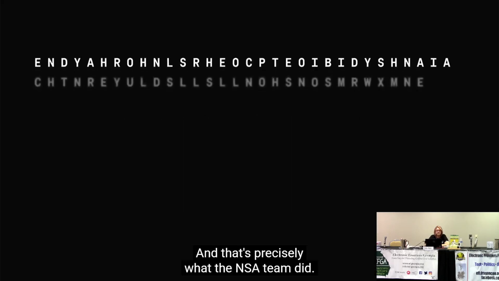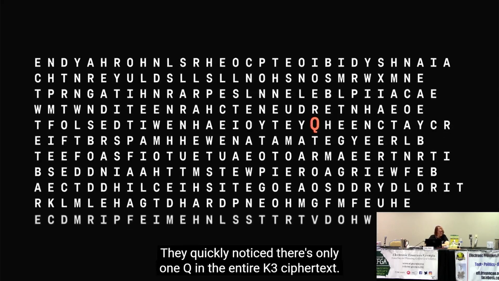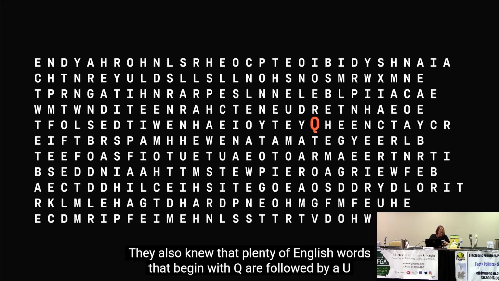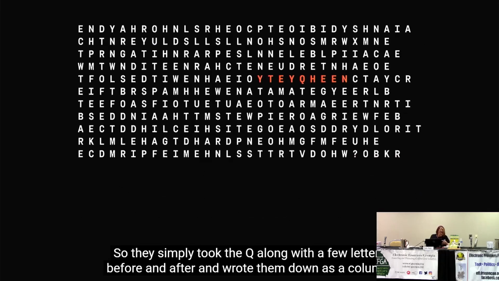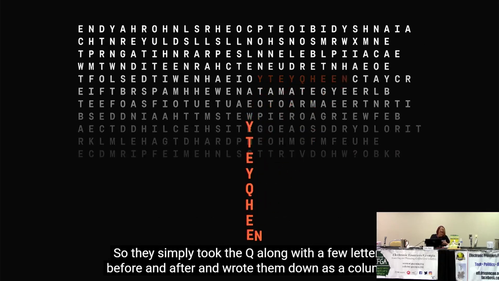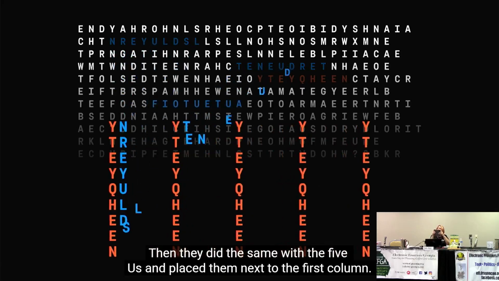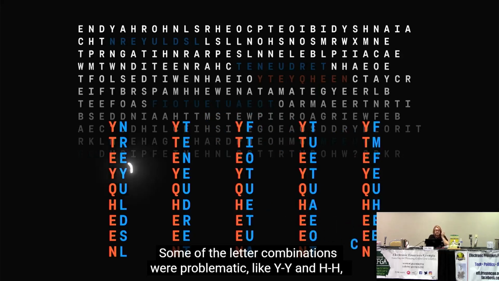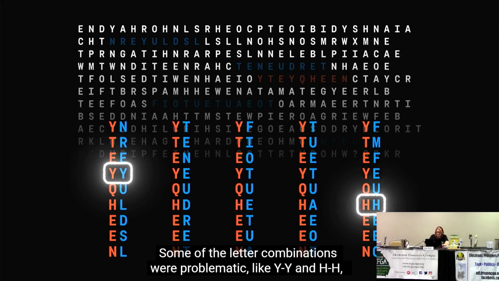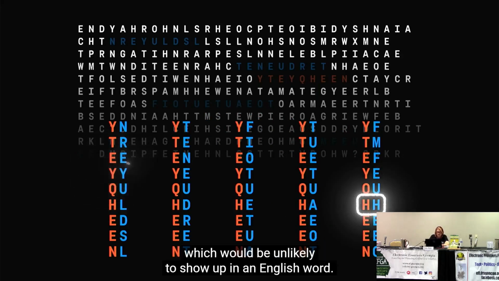And that's precisely what the NSA team did. They quickly noticed there's only one Q in the entire K3 ciphertext. They also knew that plenty of English words that begin with Q are followed by a U, and there were only 5 U's. So they simply took the Q along with a few letters before and after and wrote them down as a column. Then they did the same with the 5 U's and placed them next to the first column. Some of the letter combinations were problematic, like YY and HH, which would be unlikely to show up in an English word.